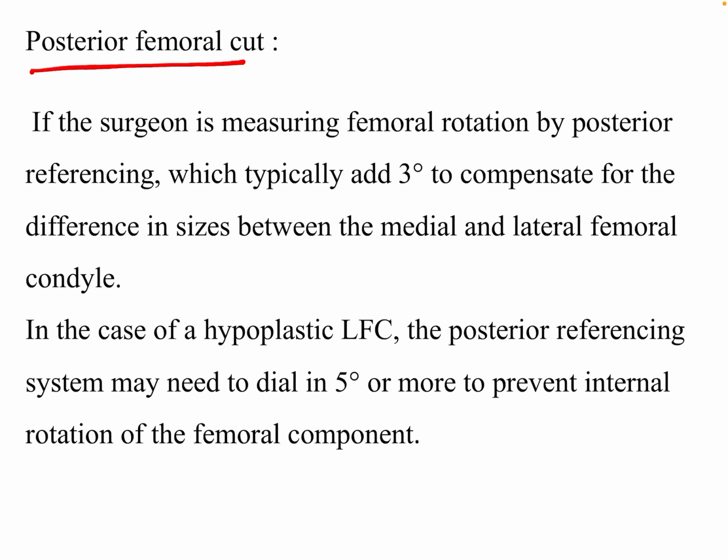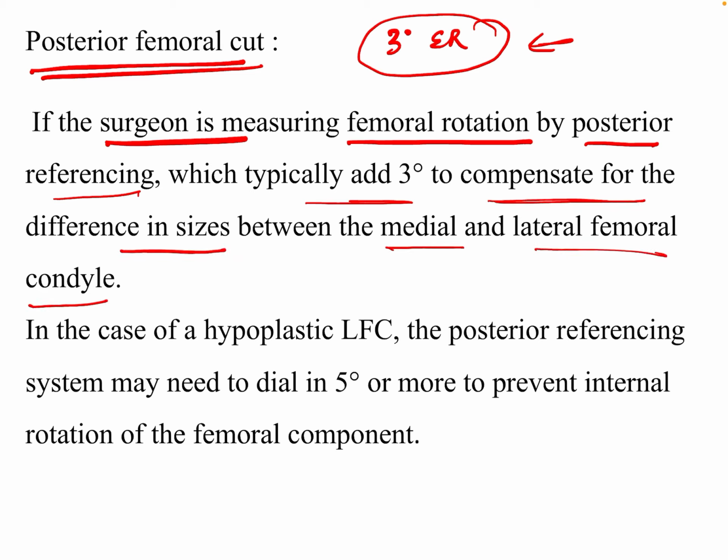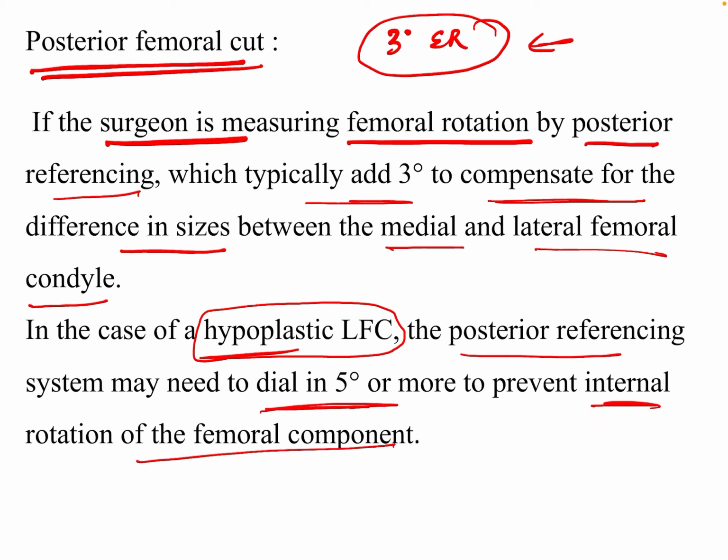Now talking about the posterior femoral cut. Normally we take 3 degrees of external rotation while taking the posterior femoral cut. If the surgeon is setting femoral rotation by posterior referencing, we take 3 degrees to compensate for the difference in size between the medial and lateral femoral condyle. In a valgus knee, we have hypoplasia of the lateral femoral condyle, so we have to increase our external rotation to prevent internal rotation of the femoral component. So we will go for 5 degrees of external rotation.